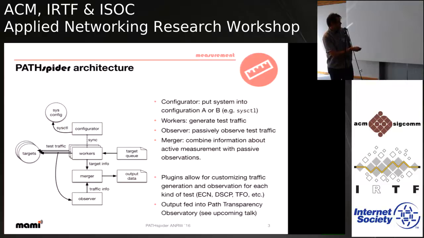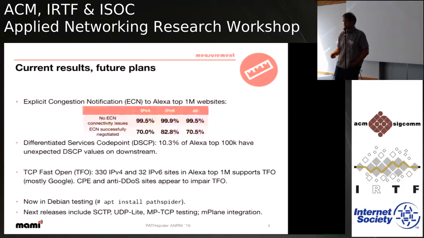Then we watch what happens. The test traffic goes to the target, and there's a thing called an observer, which is basically just watching packets. It's a passive measurement of the active measurement traffic. And then we take a look at the traffic info, we take a look at the target info. If it comes off the workers, we merge them together, and that goes into output data, which goes into the Path Transparency Observatory, which you'll be hearing about in 15 minutes.